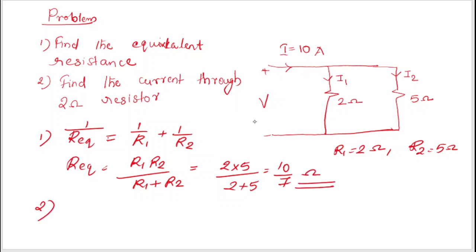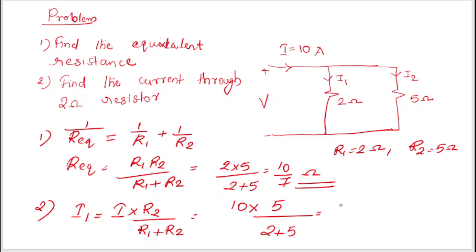Now second, find the current through the 2 ohm resistor. To find this current I1, we have to apply the current division rule. That is I1 is equal to total current I into the other resistor, that is R2, divided by R1 plus R2. So we'll substitute current I is 10 amps, other resistor is 5, divided by total resistance 2 plus 5, that is 50 divided by 7 amps. So this is the current that is flowing through the 2 ohm resistor. So this is all about the parallel connection.